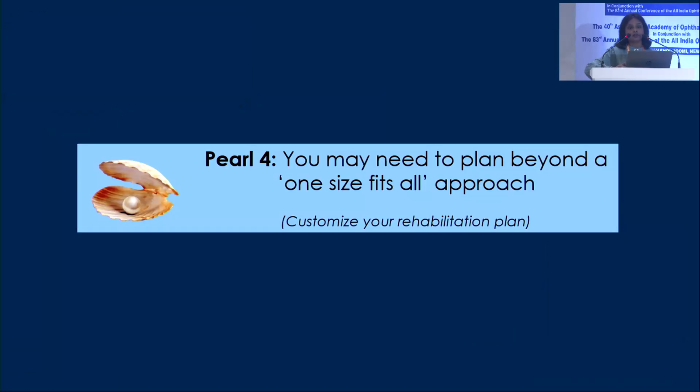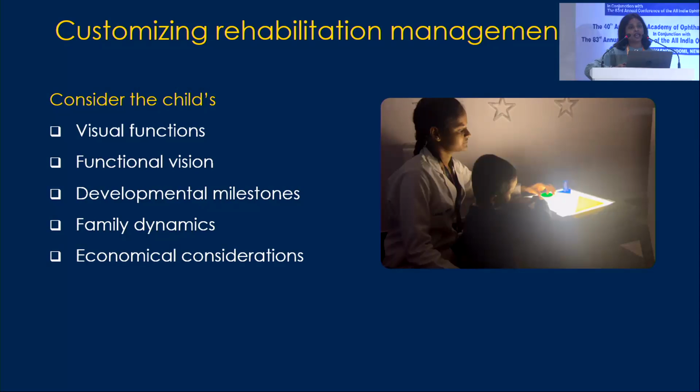Coming to the last pearl, you may need to plan beyond a one-size-fits-all approach, especially when you're dealing with children with CVI. Customizing your rehabilitation plan is very important. Consider the child's visual functions and the functional vision developmental milestones, and it's always important to have the parents and the primary caregivers as part of your counseling sessions, especially because rehabilitation management can be long-term, and in order for them to sustain it and be on the same page, it's important to have all the primary caregivers as part of your counseling session.